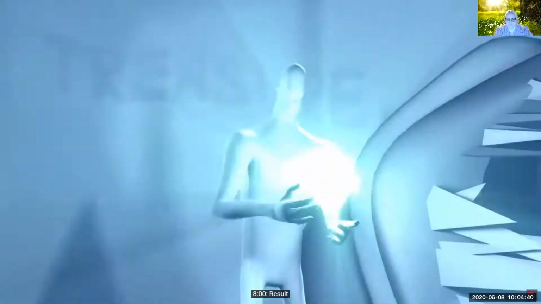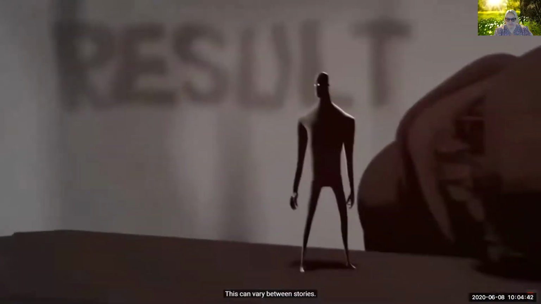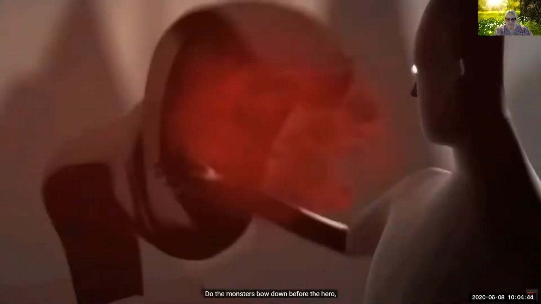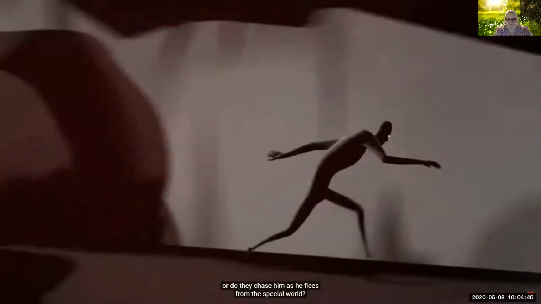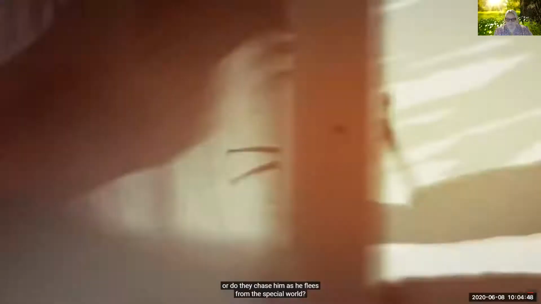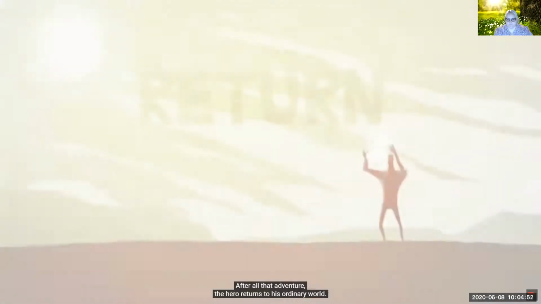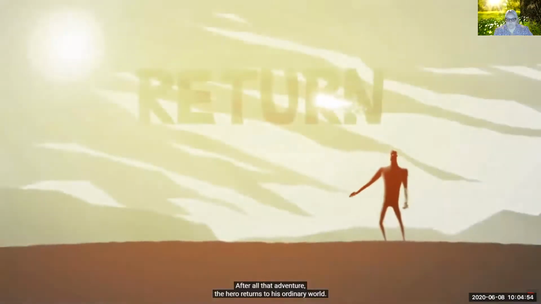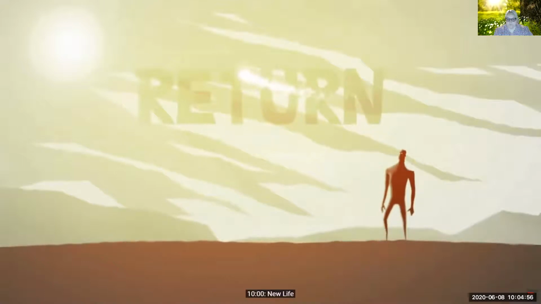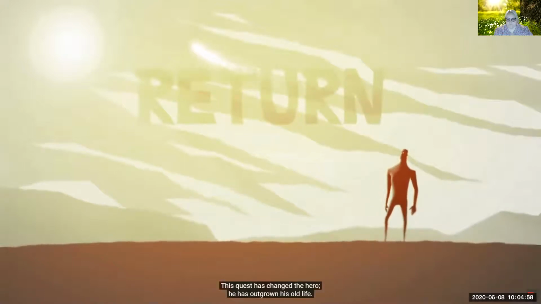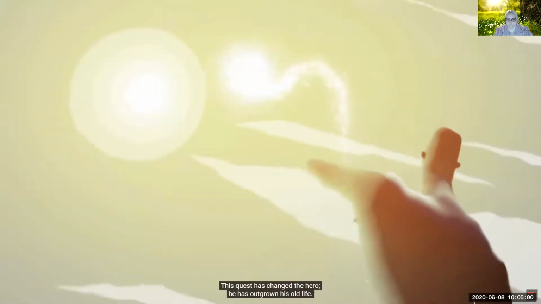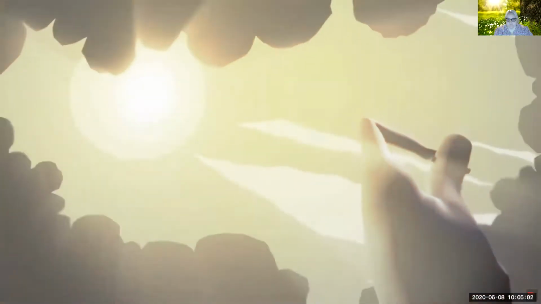8 o'clock, result. This can vary between stories. Do the monsters bow down before the hero, or do they chase him as he flees from the special world? 9 o'clock, return. After all that adventure, the hero returns to his ordinary world. 10 o'clock, new life. This quest has changed the hero. He has outgrown his old life.